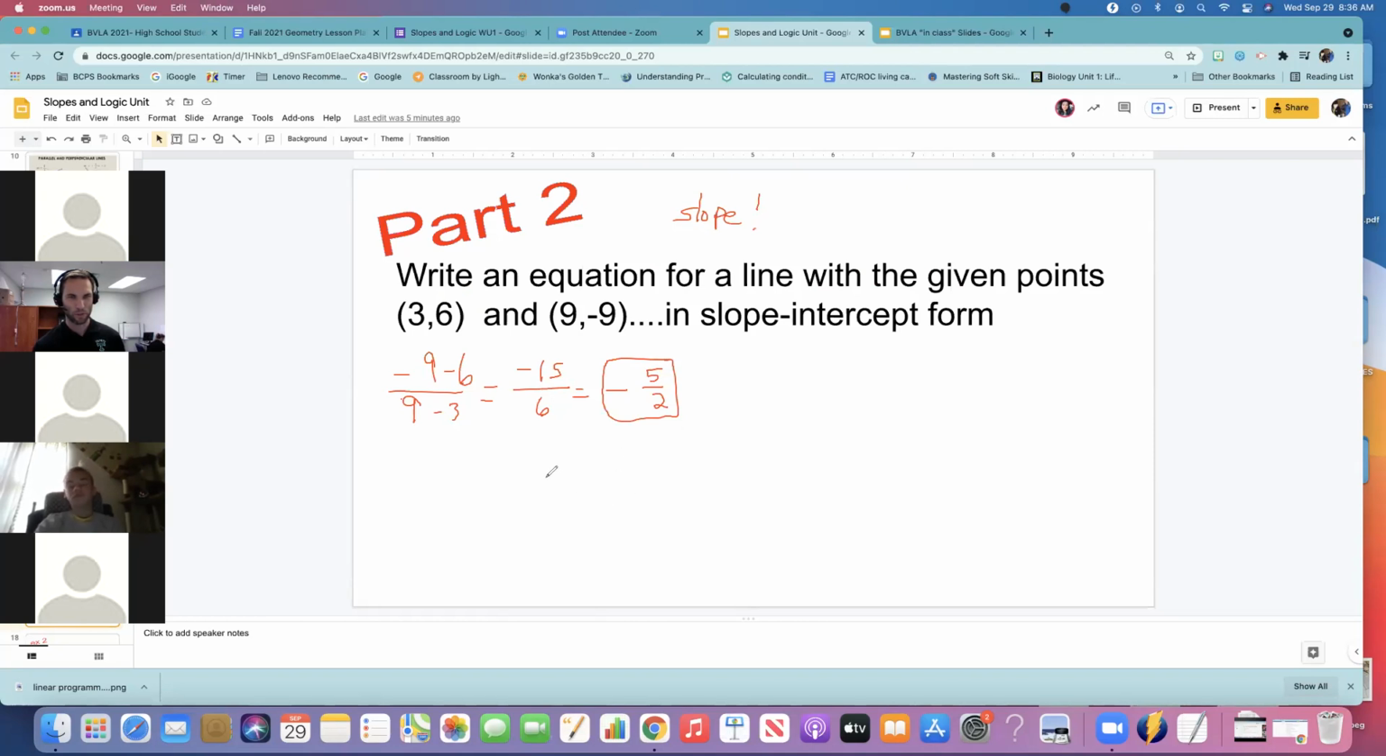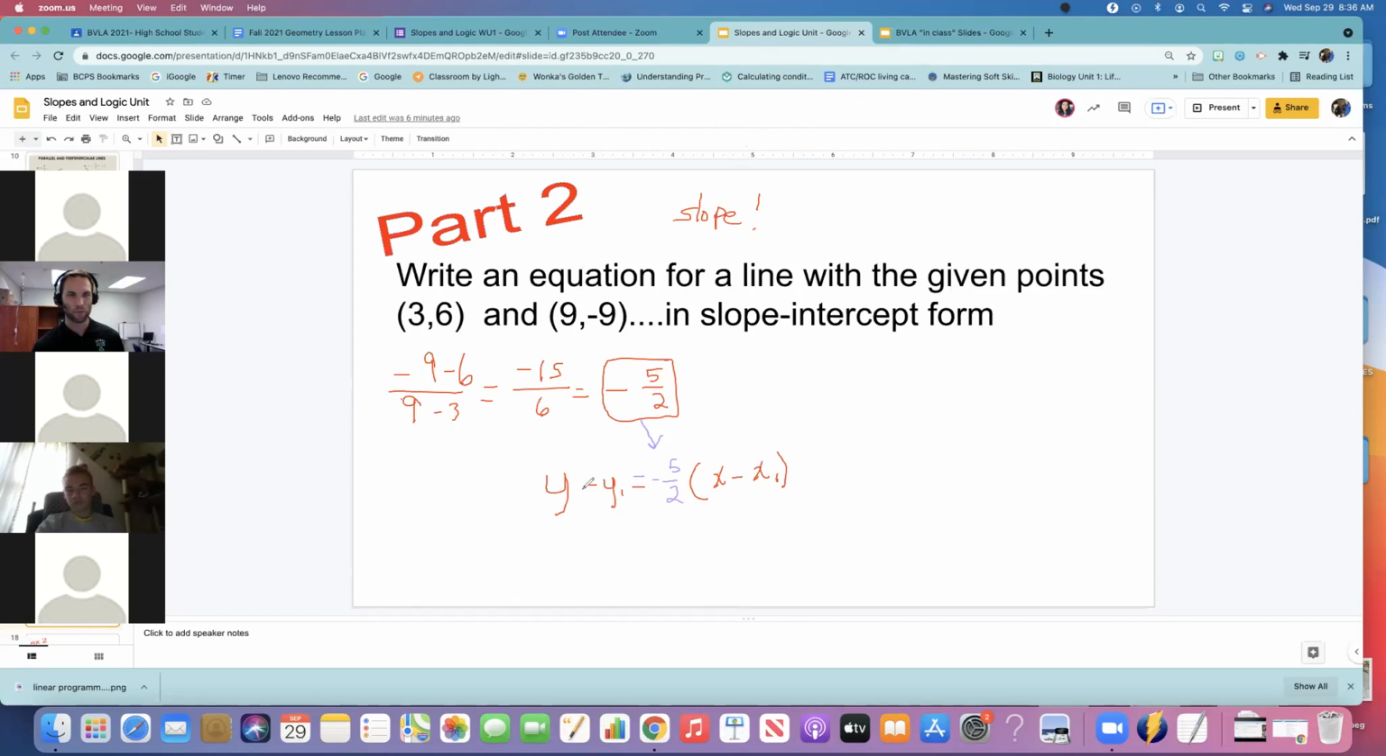All right, so we're going to do y minus y1 is equal to m times x minus x1. All right. So what do I do? Well, this is my slope right here. So I'm going to take that away. I'm going to put in my slope. My slope is -5 over 2. Okay, so this goes right here.